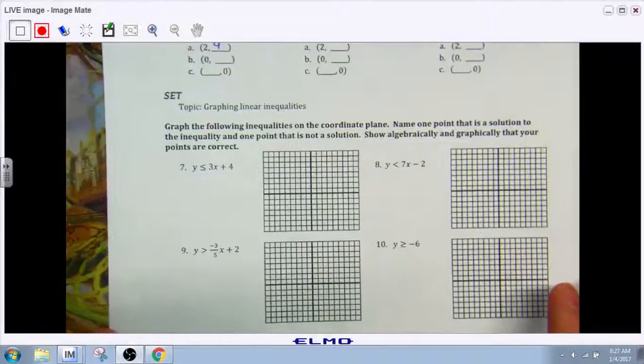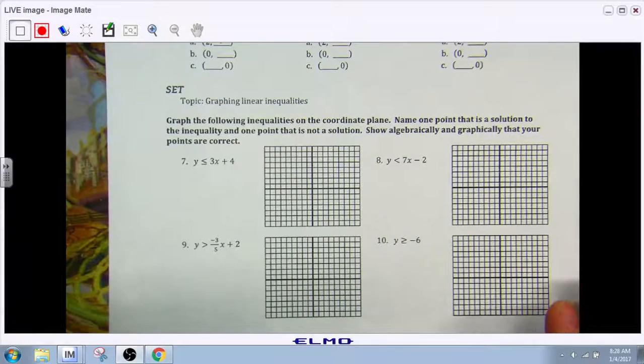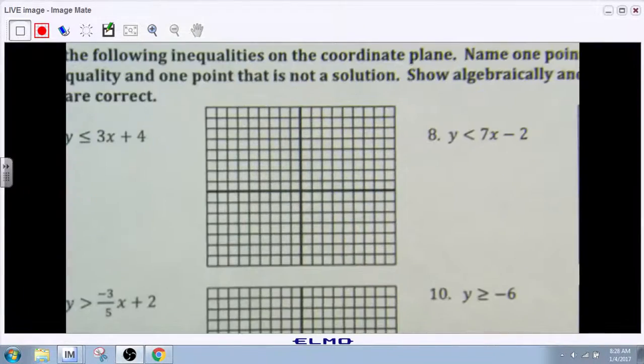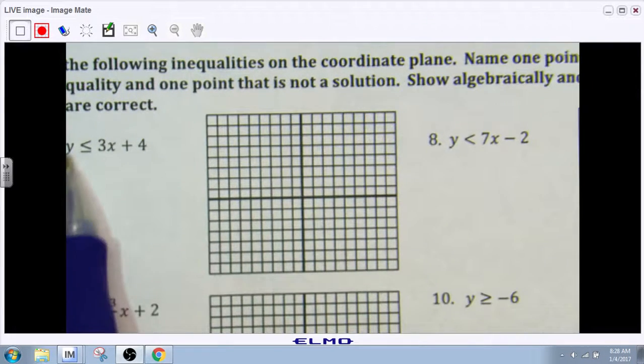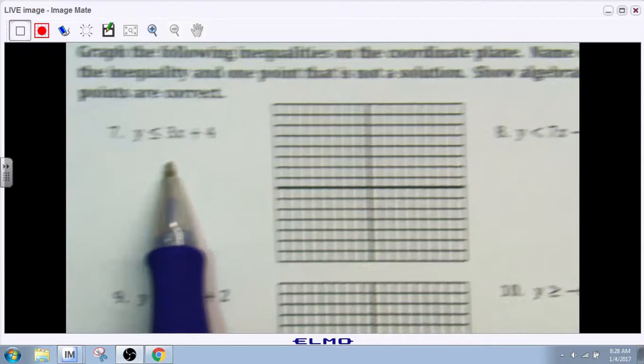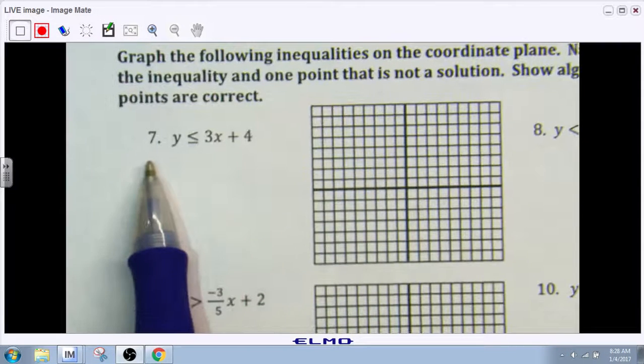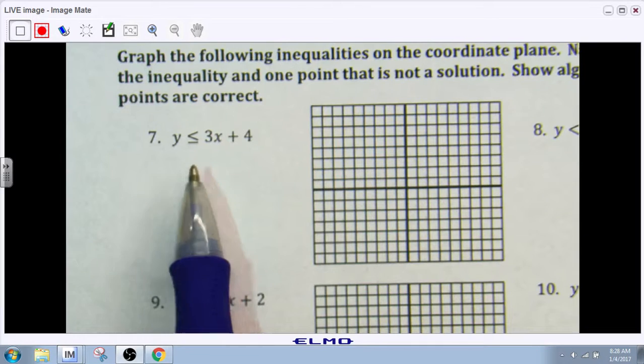So this one's a little bit more complicated, so I'm going to zoom in. Okay. So first it wants us to graph it. So y is less than or equal to 3x plus 4.